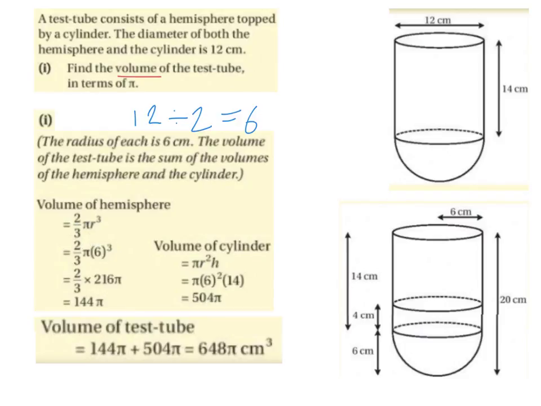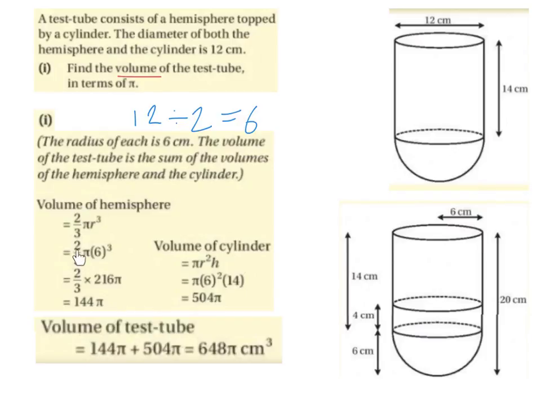So the formula for the volume of a sphere is 4 over 3 pi r cubed. So you could either use this formula that we have written here, or use the formula for a sphere, which is 4 over 3 pi r cubed, and then divide your answer by 2. So it doesn't matter which way you do it. So I'm going to go with this formula here.